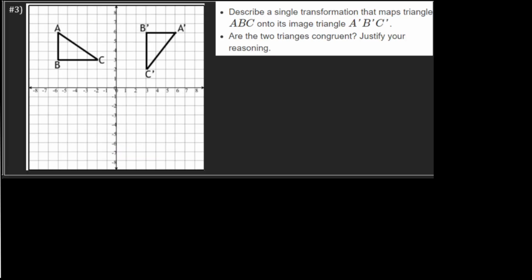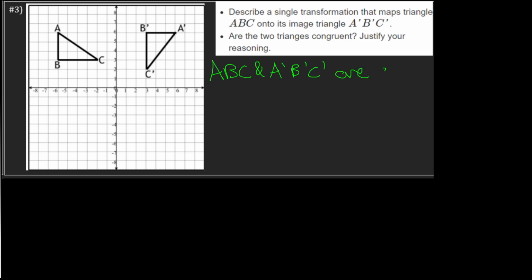For number 3, it says describe a transformation that maps ABC onto the image triangle A prime, B prime, C prime. And it says, are the 2 triangles congruent? And we have to be able to write a sentence explaining how we know. So we're going from the pre-image ABC to our image, our new picture, A prime, B prime, C prime. And so what I can write is this. I can say ABC and A prime, B prime, C prime are actually congruent.